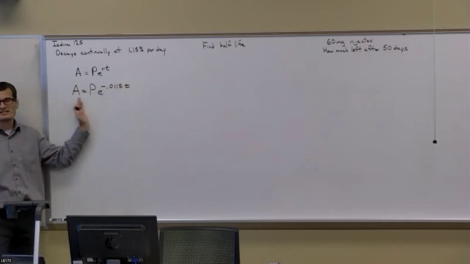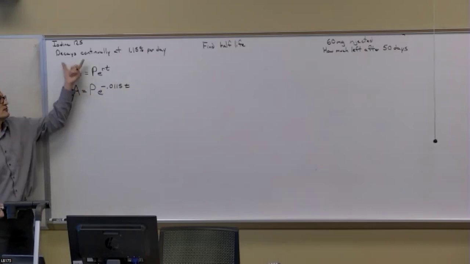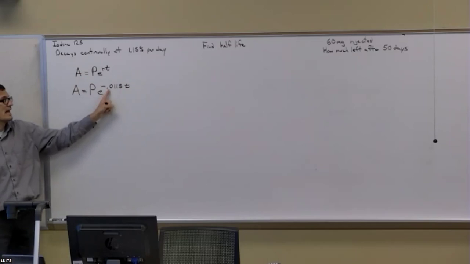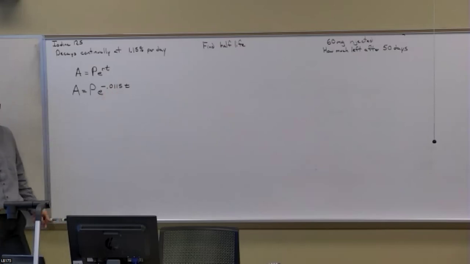So this is our initial setup. The question doesn't actually ask you to write this, but this is what's happening. Initially, I don't know the amount, but I do know we're decaying at a rate of 1.15%. That's negative 0.0115 as an r value.